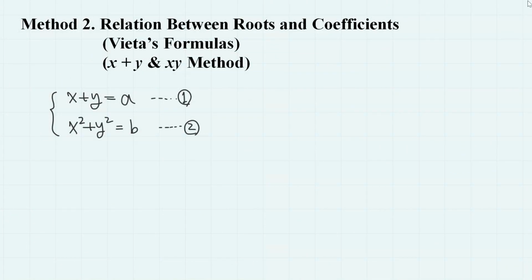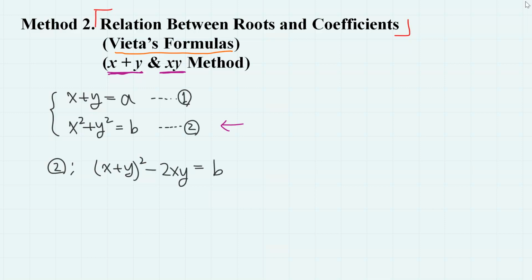Now the second method. The key to this method is using the relation between roots and coefficients of the quadratic equation. Those relations are also known as Vieta's formulas. Or I would simply call it the x plus y and xy method, because we simply use the values of the sum x plus y and the product xy. Here, let us start from the second equation. Equation 2 can be written as (x plus y) squared minus 2xy equals b. So using equation 1, we have a squared minus 2xy equals b. So xy equals (a squared minus b) over 2.